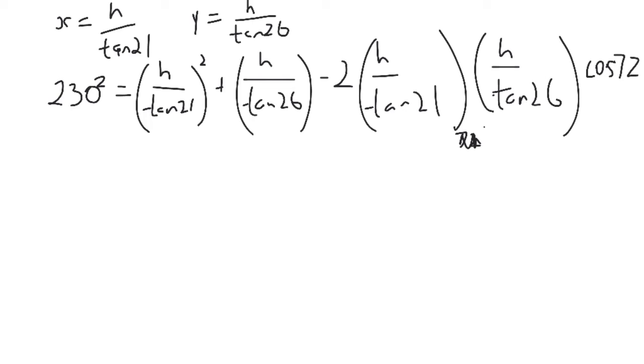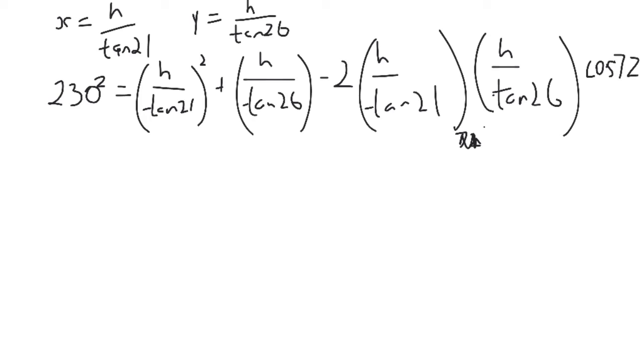However, what we've now got is a situation where the only variable involved in the equation is h. So we can solve for it. We've just got to do a little bit of legwork to get there first. And remember, tan 21, tan 26 and cosine 72 are just numbers. They are just numbers, so we can deal with this.